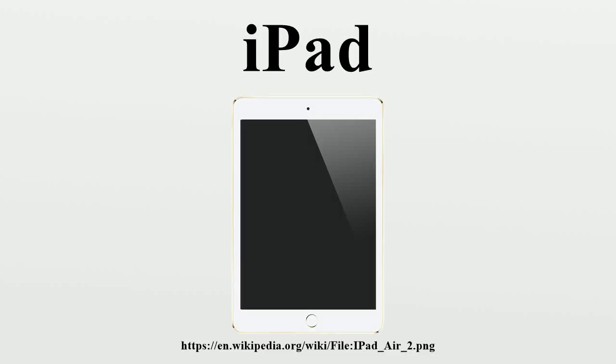iPad is an iOS-based line of tablet computers designed and marketed by Apple Inc. The first iPad was released on April 3, 2010. The most recent iPad models are the iPad Air 2, released on October 22, 2014, the iPad Mini 4, released on September 9, 2015, and the iPad Pro, released on November 11, 2015.